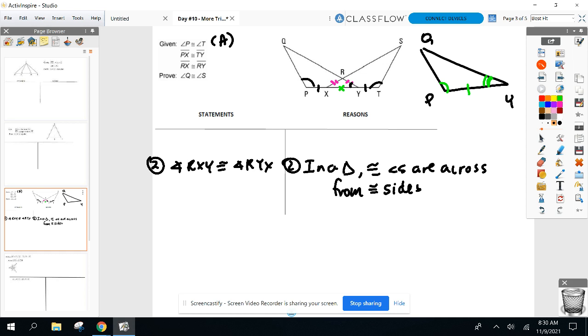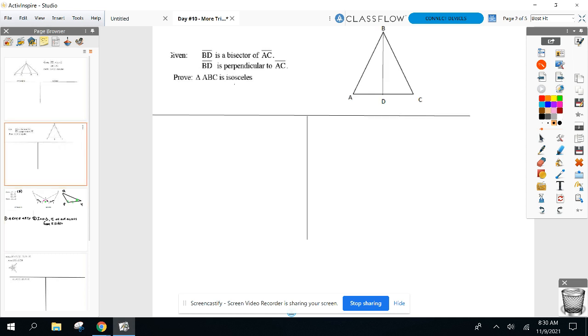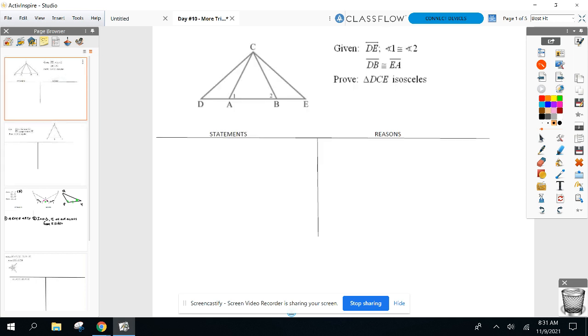Other proofs. How did the other two go? Proving it was isosceles, you get two angles or two sides, hopefully using CPCTC. And then this one right here, again proving it's isosceles, hopefully you again use CPCTC to get a pair of angles or sides.